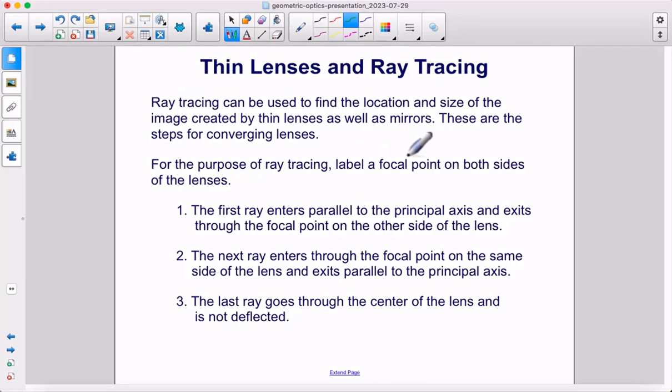Ray tracing can be used to find the location and size of the image created by thin lenses as well as mirrors. These are the steps for converging lenses. For the purpose of ray tracing, label a focal point on both sides of the lens. The first ray enters parallel to the principal axis and exits through the focal point on the other side of the lens. The next ray enters through the focal point on the same side of the lens and exits parallel to the principal axis. The last ray is my favorite. It goes straight through the center of the lens and is not deflected.